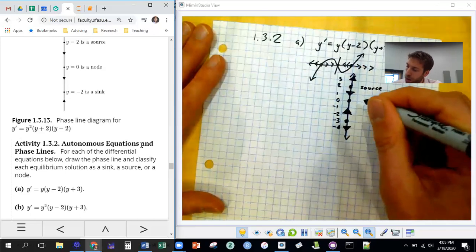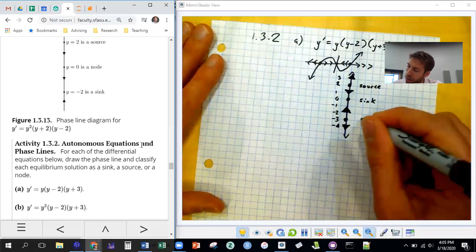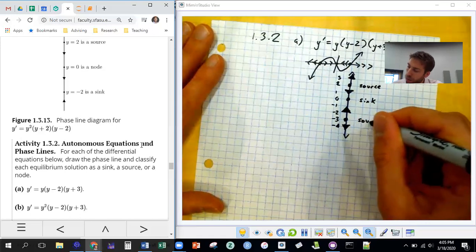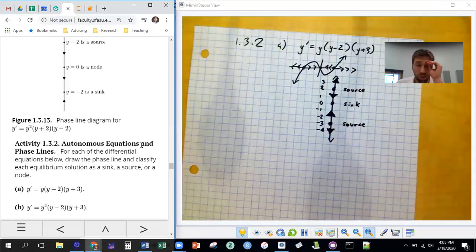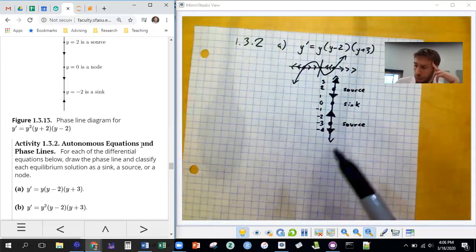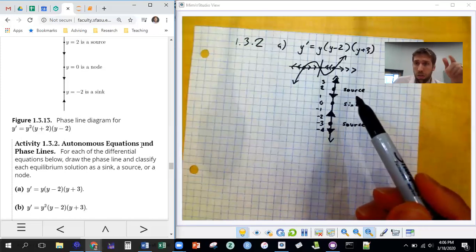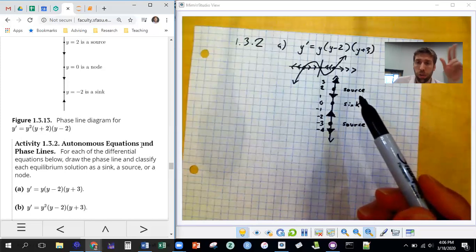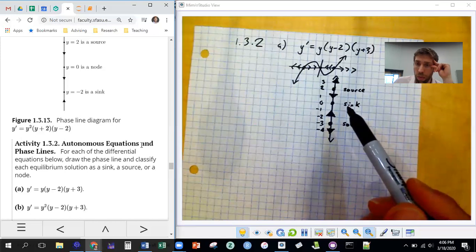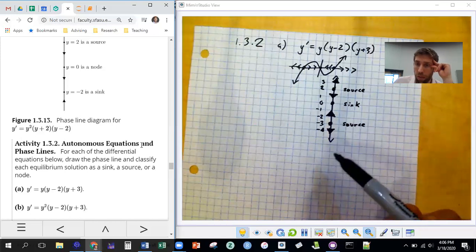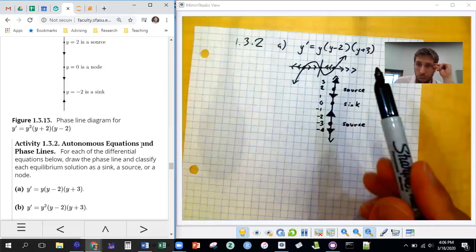And that makes this a sink. And that makes this a source. So the reason they call them sources and sinks is because when you're trying to map out a solution to these differential equations, they tend to go towards the sinks or just away. So below this source and above that source, it just goes unbounded.